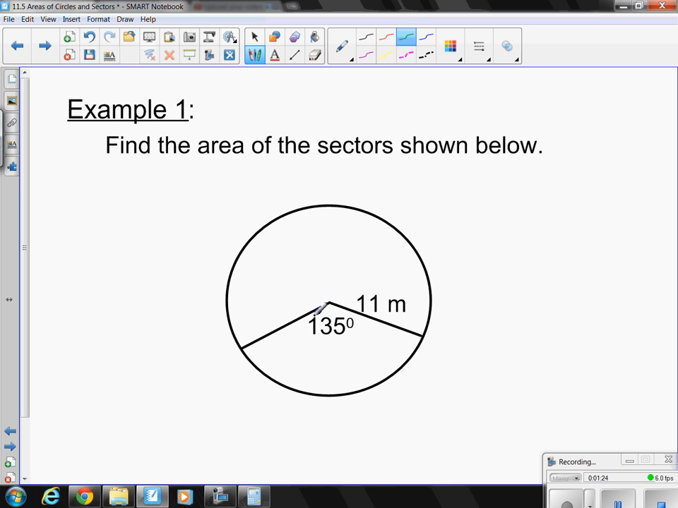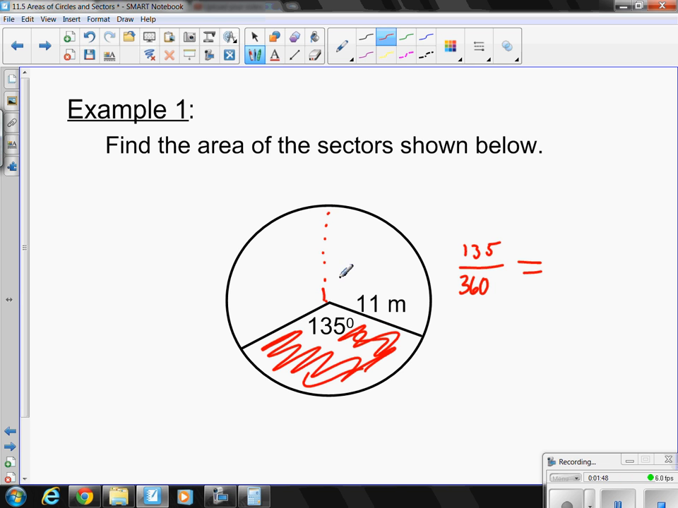Find the area of the sector shown below. We're talking about this sector down here in red. What's the area of that sector? Well, we're going to set up a proportion. It's going to be 135 degrees out of the total 360. So basically it's 1/3 of the circle, right? This is 1/3, so 135 divided by 360. Whatever the area is, we need to find 1/3 of it.